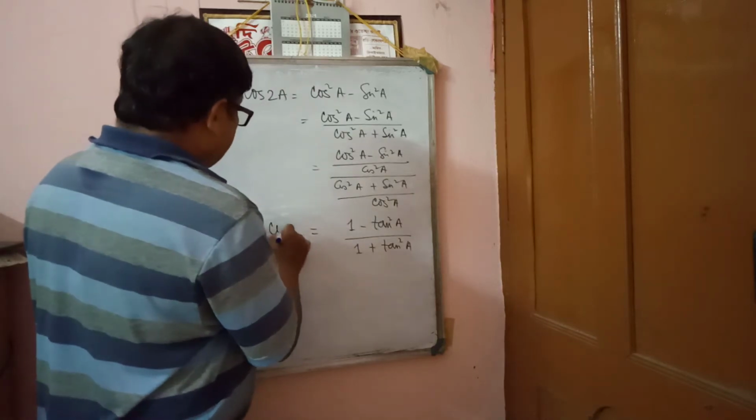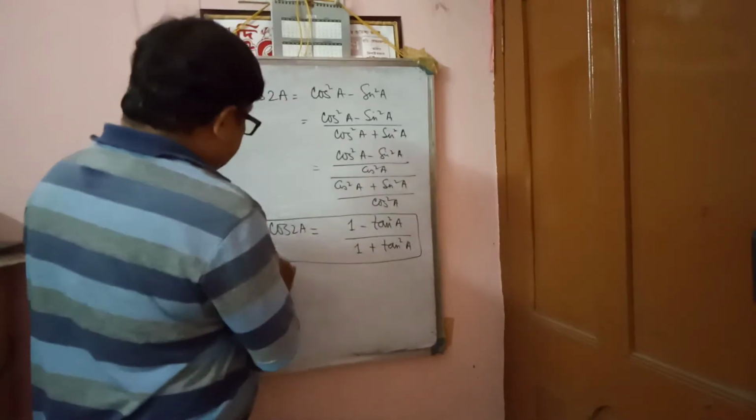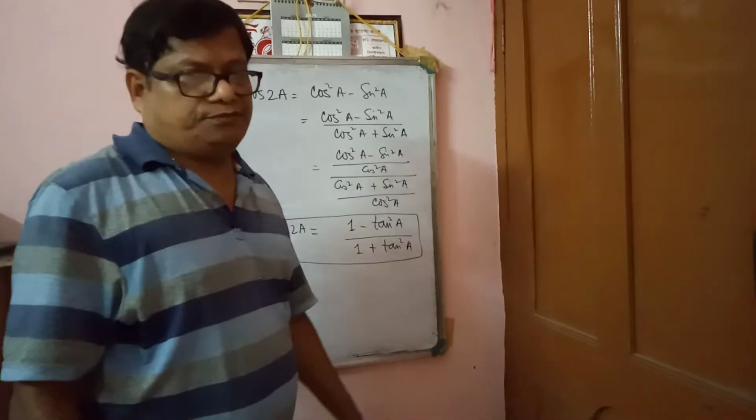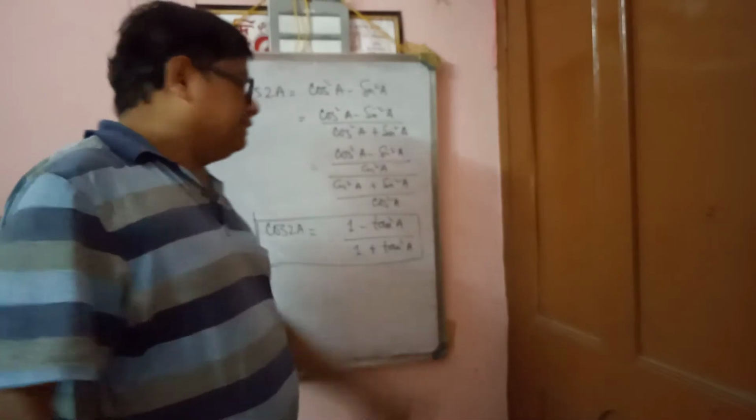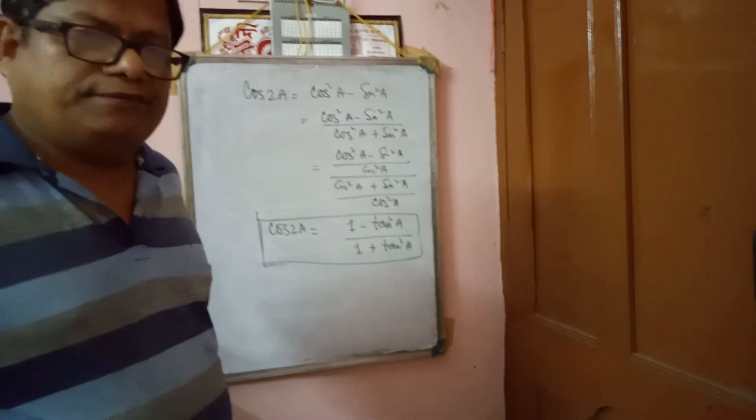So cos 2a, in terms of tan, we can write cos 2a equal to 1 minus tan square a by 1 plus tan square a. Okay?